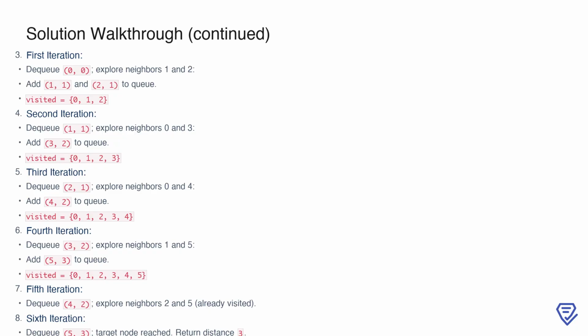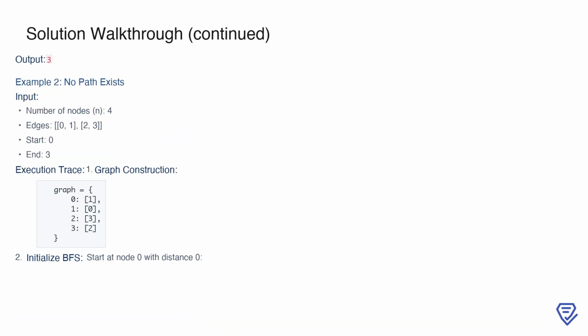The search continues with node 3, now at a distance of 2. From here, we explore its neighbors, adding node 5 to the queue with a distance of 3 as it hasn't been visited yet. Finally, we process node 4 and its neighbors, though node 5 is already visited at this point. When node 5 is dequeued at a distance of 3, we recognize it as the target node and return the shortest distance, which is 3. The output for this example is 3, indicating that the shortest path from node 0 to node 5 consists of 3 steps. Now, let's consider a different scenario.